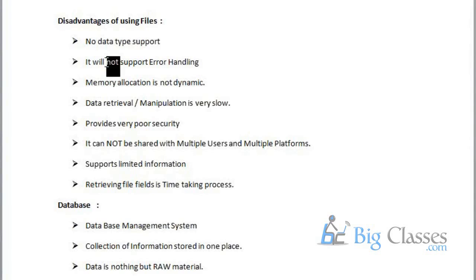Then the other disadvantage is that files do not support error handling. Error handling is a mechanism. For example, in programming, I have written a program. That program will open abc.document, a Word file named abc, from D drive. My program opens a file from D drive, composes some data, then stores the data.